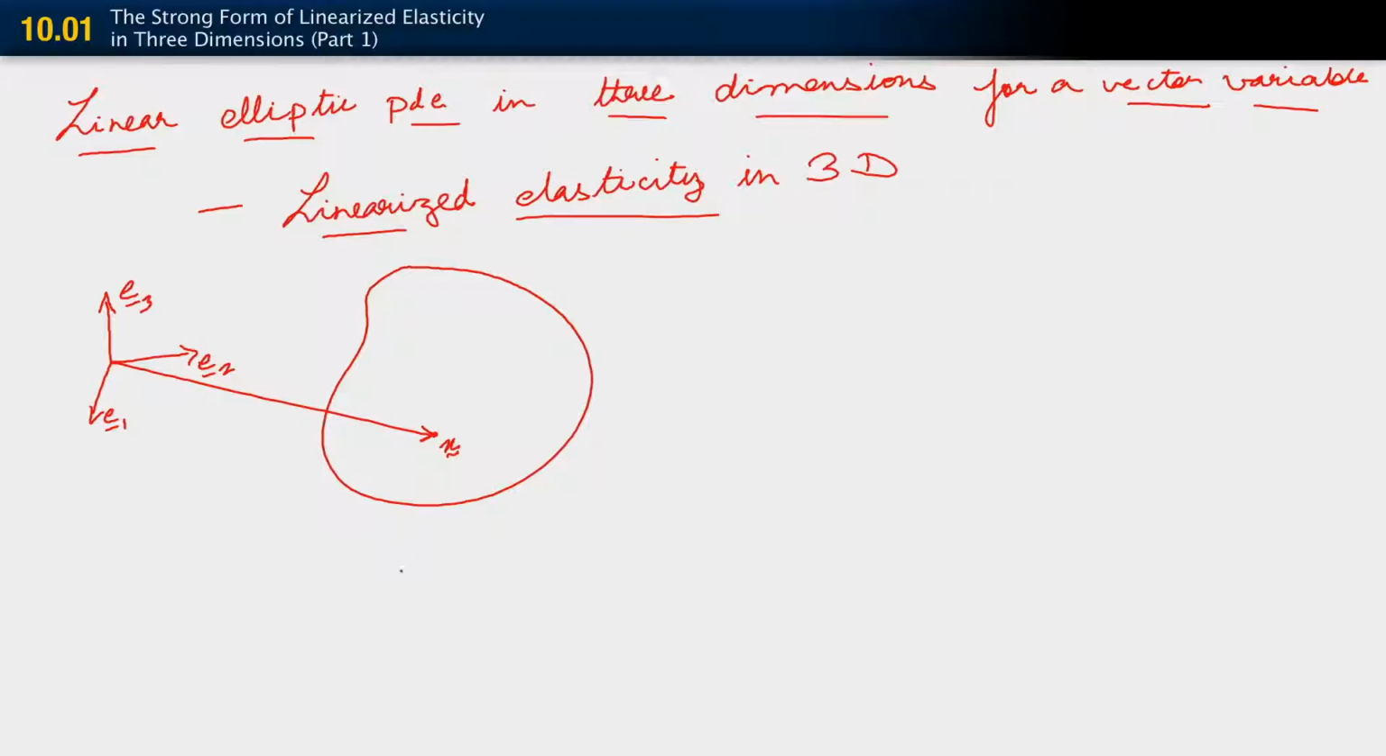Our body, as before, will again be denoted omega. Let me now start out by setting up the problem. Let me first state what data we have. We're given some data. Now remember, we're doing a vector problem, so all the data are vectors, or tensors, in fact. So what are the data we have?